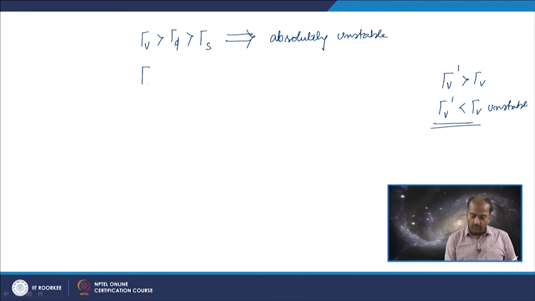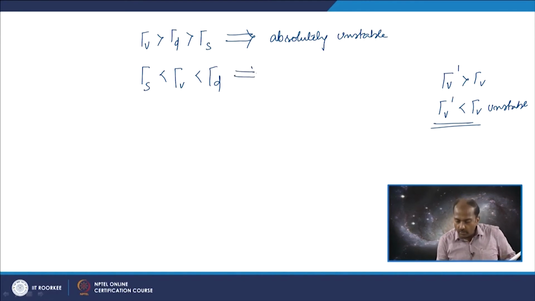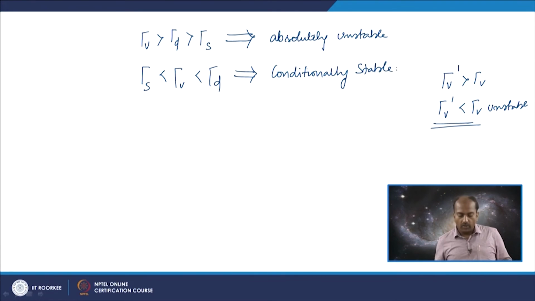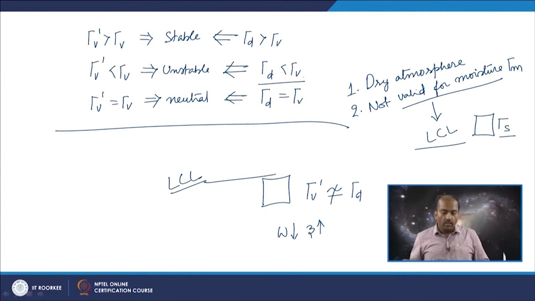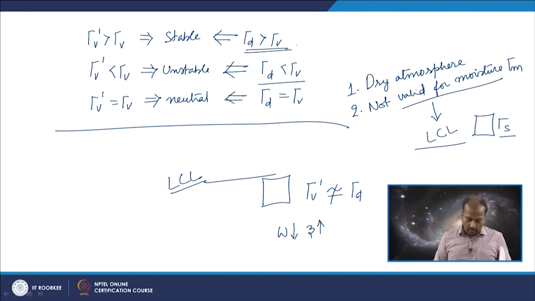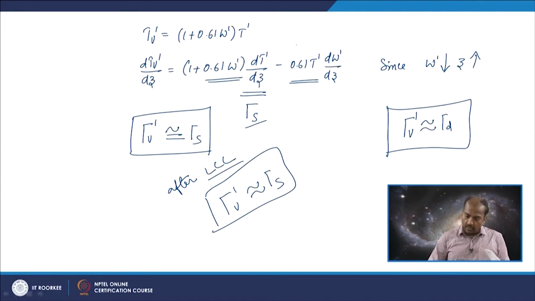The second condition is if gamma s, the saturated adiabatic lapse rate, is less than gamma v, which is less than gamma d. This condition results in what is called conditionally stable. What does it mean? Gamma v is less than gamma d, right? Let us go back: if gamma v is less than gamma d, this is what I am talking about.